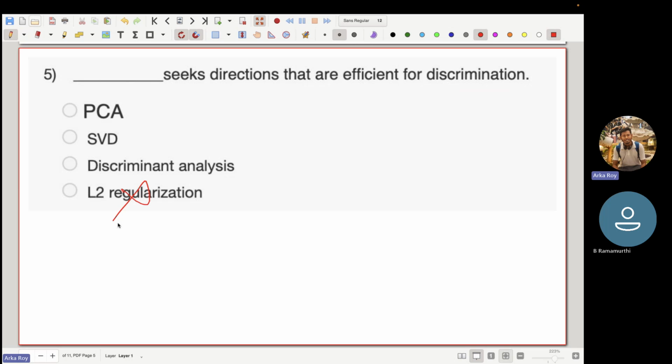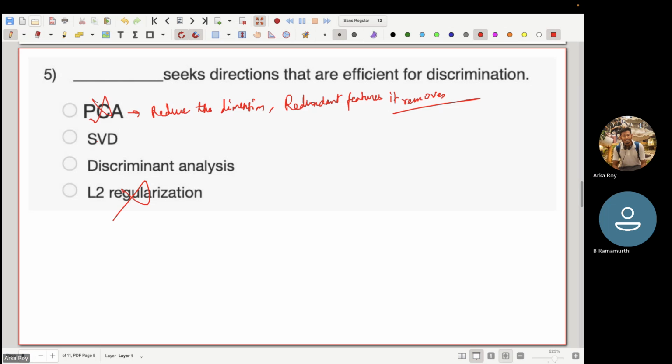The first option is PCA. In PCA, the main objective is not discrimination. Its main objective is to reduce the dimension and remove redundant features. So this is also incorrect.